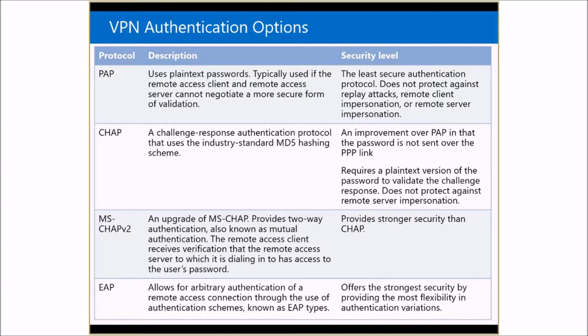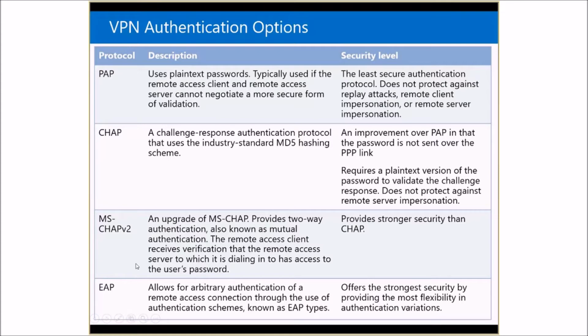CHAP is a challenge response authentication protocol that uses an industry standard MD5 hashing scheme. MD5 scrambles the data, but it's reversible, unfortunately. Even though it's hard to reverse, it's reversible. It's an improvement on PAP in that the password is not sent over a point-to-point link as plain text, but it requires a plain text version of the password to validate the challenge response. So it does not protect against remote server impersonation. It doesn't protect against impersonation. So no mutual authentication.